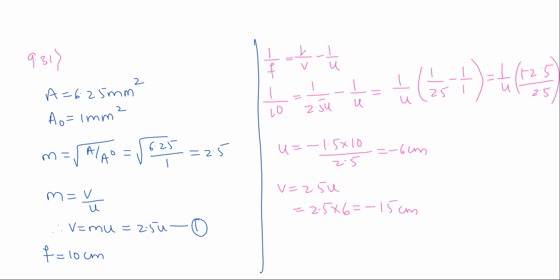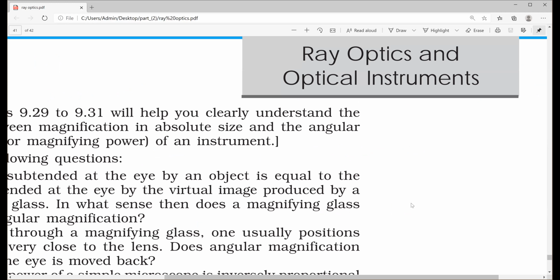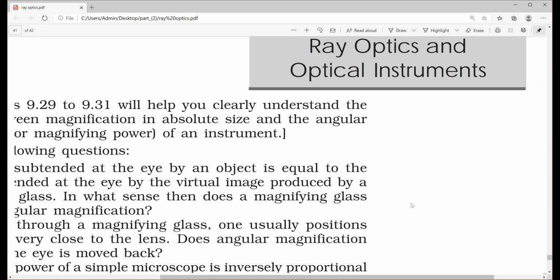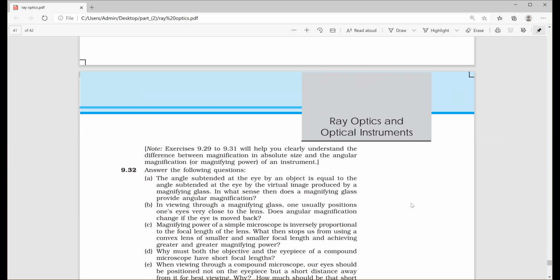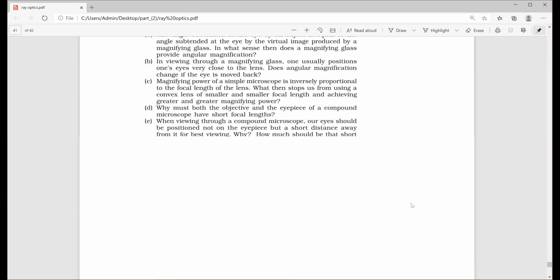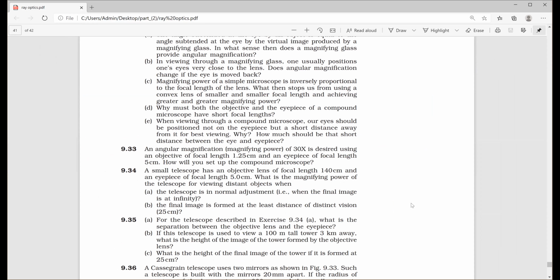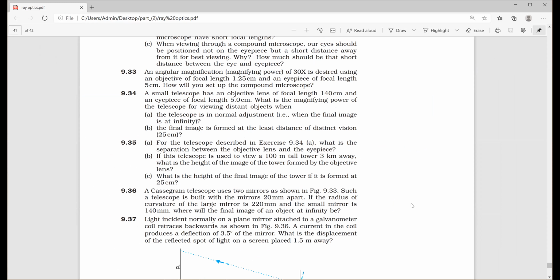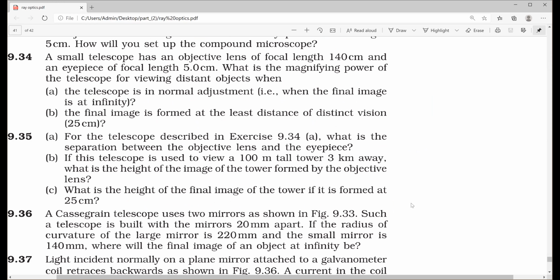So next we shall solve 9.34. Try to solve 9.32 and 9.33 yourself, and next we shall move to 9.34.